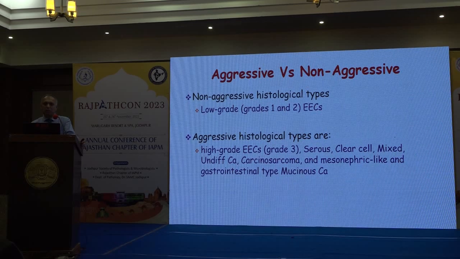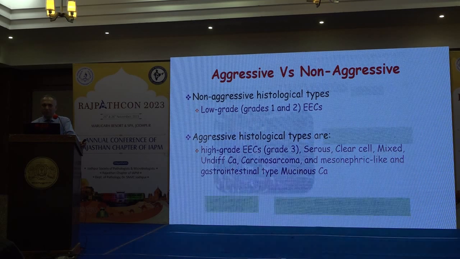Non-aggressive histological types are the low grade. Grade 1 and 2 have been clubbed, so now it's a 2-tiered grading system. Low grade is grade 1 and 2, and high grade is grade 3 endometrioid carcinomas. But there is a caveat there: when the molecular subtype is POLE, that can still be a stage 1 tumor. Then you have the serous, clear cell, mixed, undifferentiated, mesonephric-like, and gastrointestinal type mucinous carcinoma. These are all the high-risk or aggressive variants.